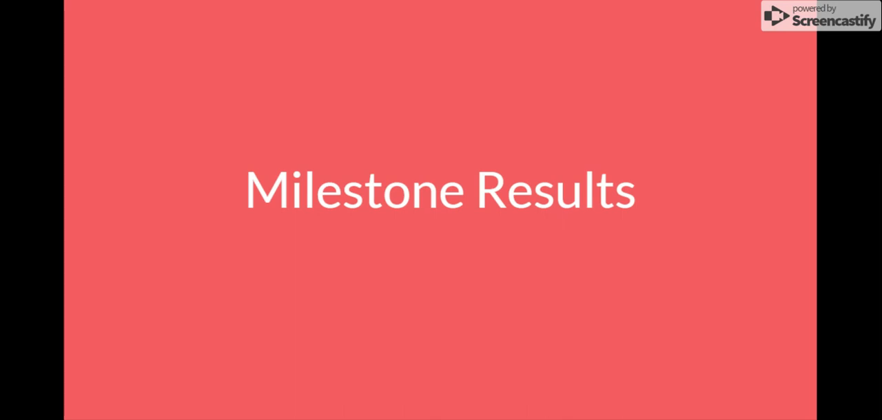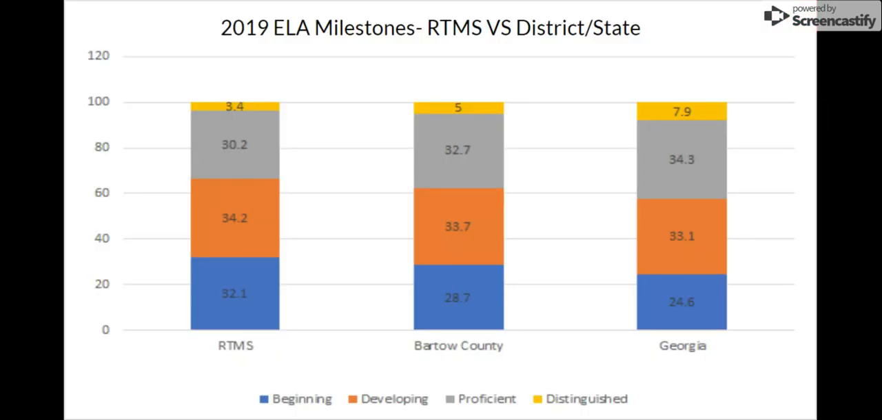Our milestones results. Starting with English Language Arts, you can see this is a comparison from Red Top Middle School to Bartow County to Georgia. Red Top Middle School, our results have more students performing at the beginning level or level 1 than Bartow County and Georgia, and we have fewer students performing at level 4 or distinguished than Bartow County and Georgia. So for example, we only had 3.4% of students performing at that level, while Bartow County had 5% and Georgia had 7.9%.